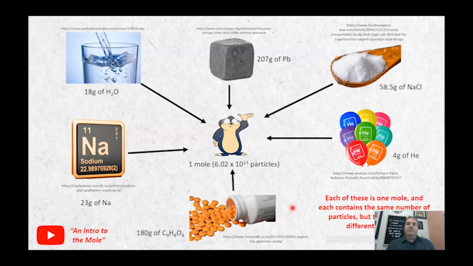Okay, so here's just a bit of an example of trying to show each of these different parts. So 1 mole, 6.02 × 10^23, whether it's water or lead or sodium chloride, so salt, or helium gas, or aspirin or sodium, doesn't really matter, right? 1 mole of each of those has this many particles, but they all weigh a different amount. So water is 18 grams, whereas sodium is 23 grams, whereas 1 mole of lead is 207 grams. Okay, so they have very different masses, but they are all equal. They all have 6.02 × 10^23 particles.